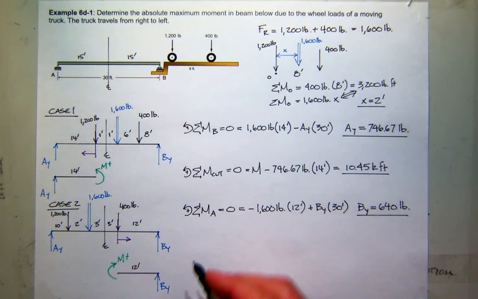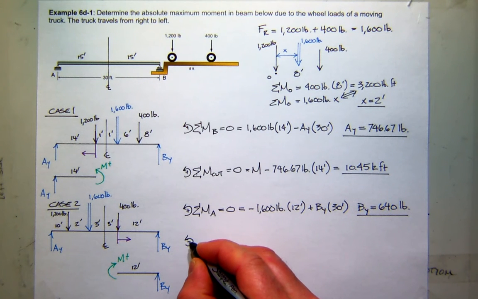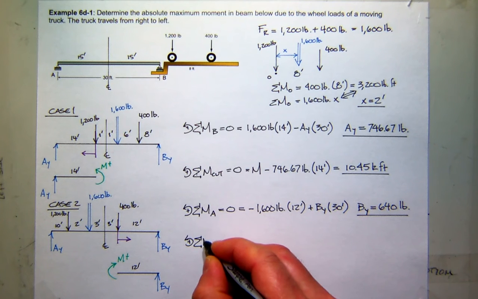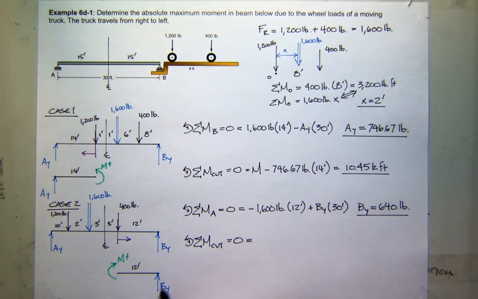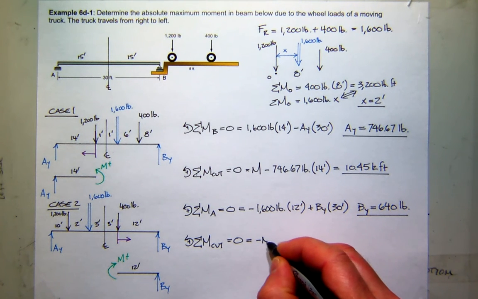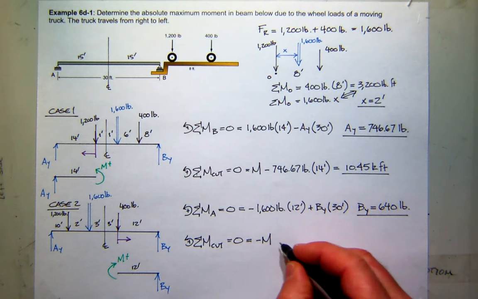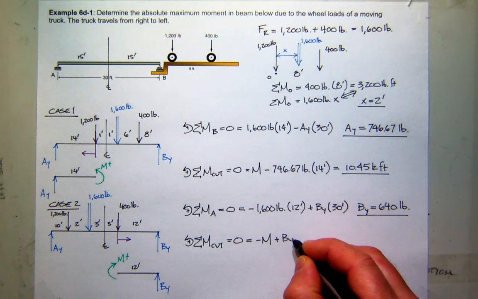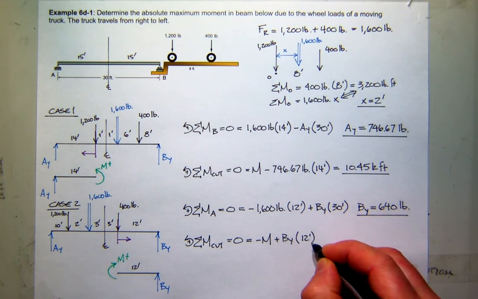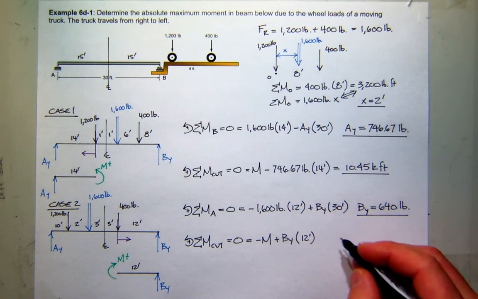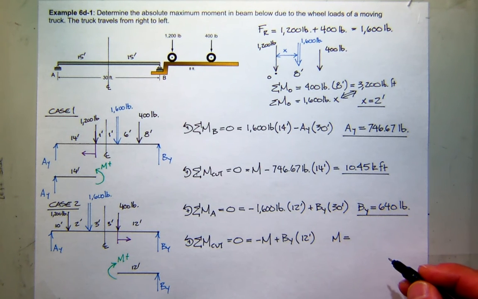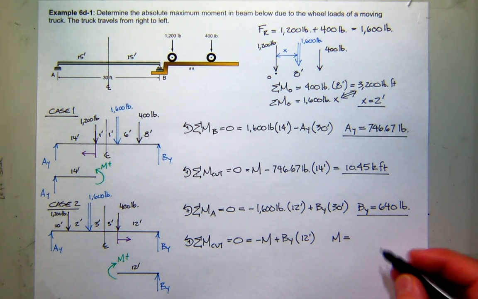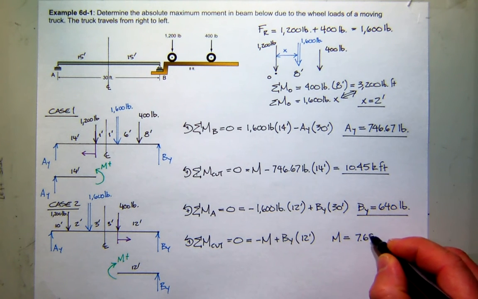And now that I know By, I can come down here and sum moments at the cut that we made, make sure it's in equilibrium. Looking at this free body, my moment is negative. By creates positive moment times a moment arm of 12 feet. So 640 times 12, the moment is equal to 7,000. So that would be 7.68 kip feet.